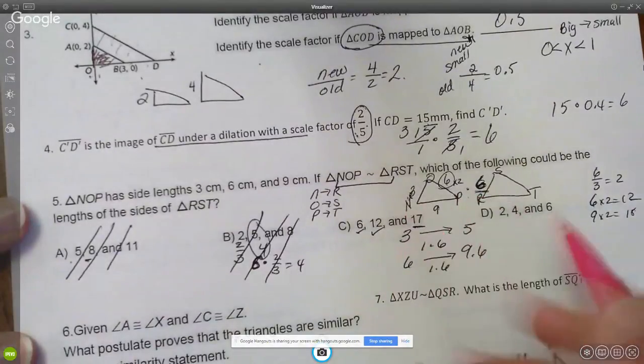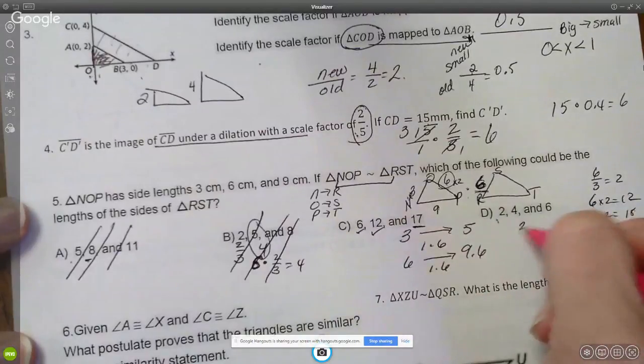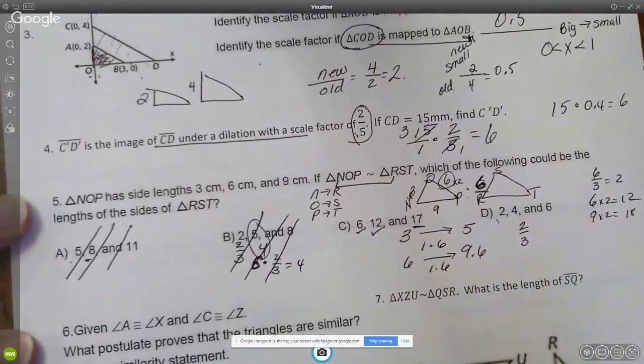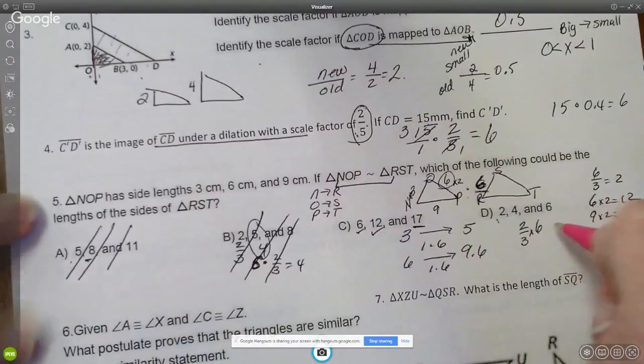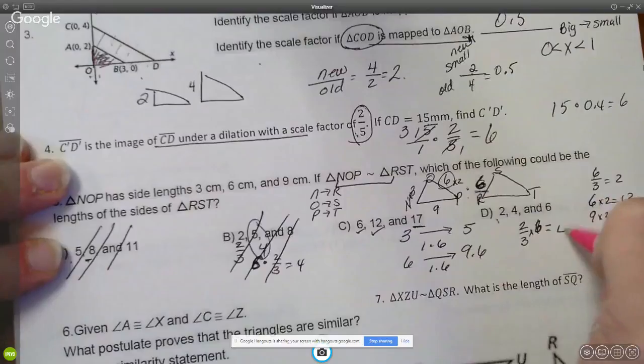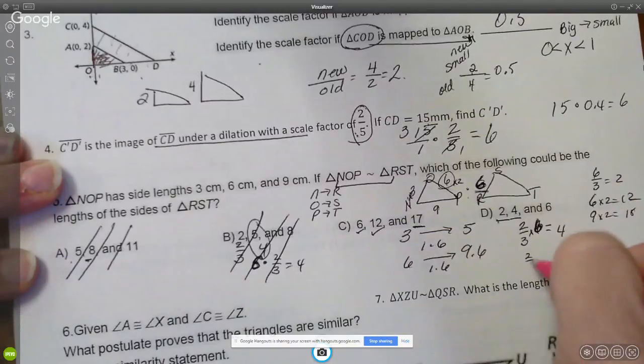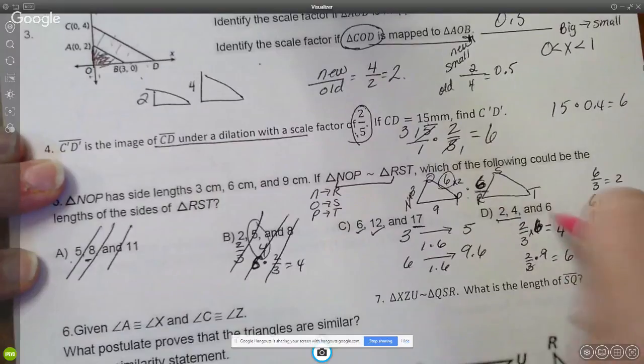Here, again, it gives us a 2 first. So remember when it was the 2, our scale factor was 2/3. So we've got 2/3 times, let's see, 3. That gives us a 4. So that works. No, 2/3 times 6. Why did I say 3? And then if we do 2/3 times 9, that's going to give us the 6. So this is our correct answer.